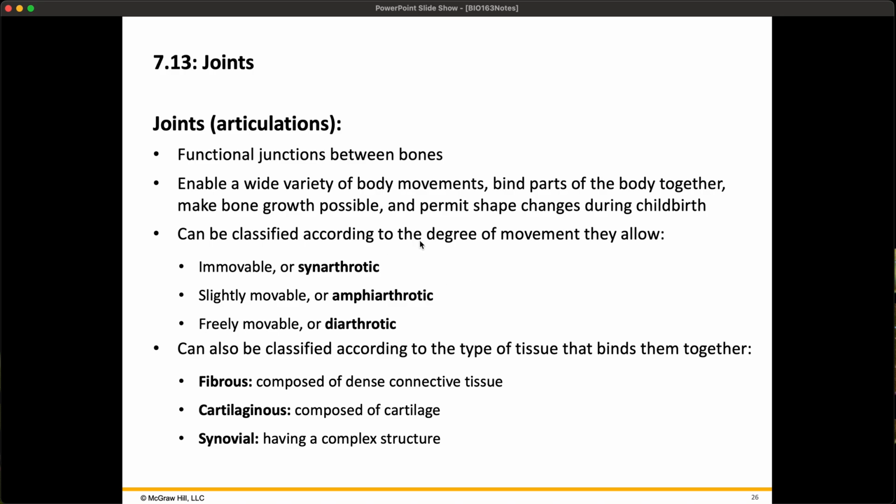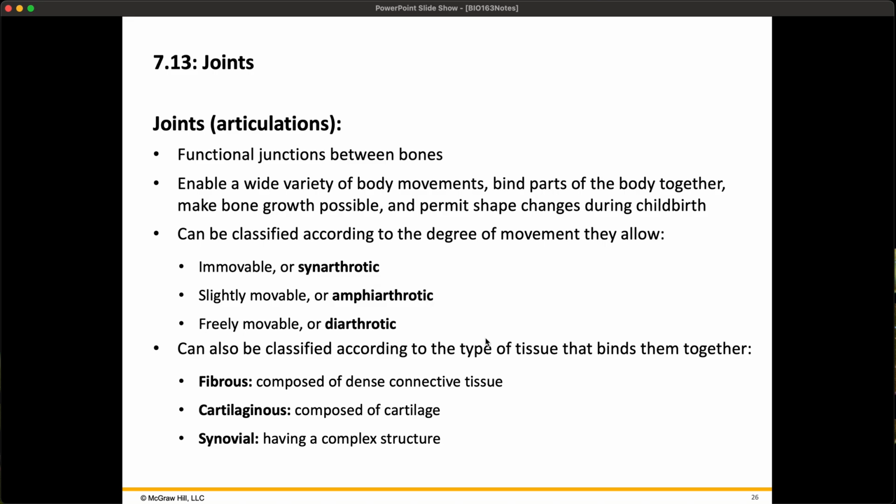We do classify that movement according to the degree that it allows. There is immovable, which are synarthrotic, so without movement. Slightly movable, amphiarthrotic, and freely movable, diarthrotic. So most of the joints that you think about are these diarthrotic, freely movable joints. You don't really think about the immovable, the synarthrotic ones, as joints most likely.